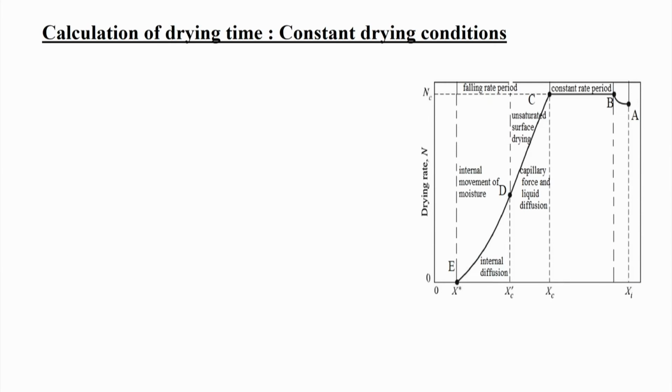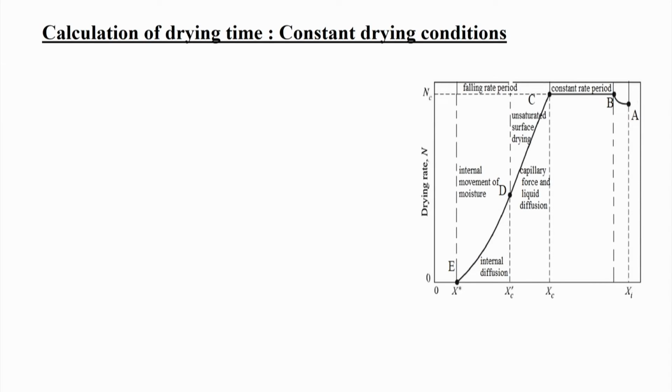Now we will do a calculation for the constant drying condition. I told that for constant drying condition, we need to maintain the same area, the humidity of the drying medium, the Reynolds number and Schmidt number of the drying medium constant. That is the constant drying condition. For that we will get the drying time for a batch drying process like this. Let us take an example.